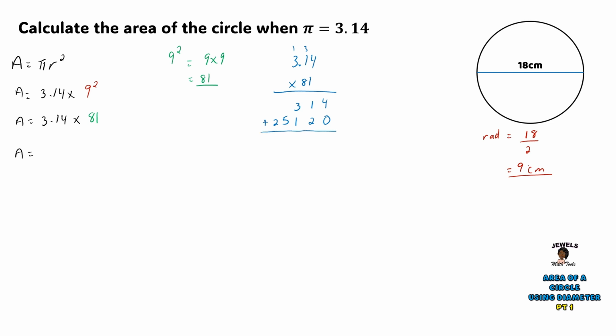Summing our numbers together, we have 4 plus 0 is equal to 4. 1 plus 2 is equal to 3. 3 plus 1 is equal to 4. We're going to bring down our 5, bring down our 2.